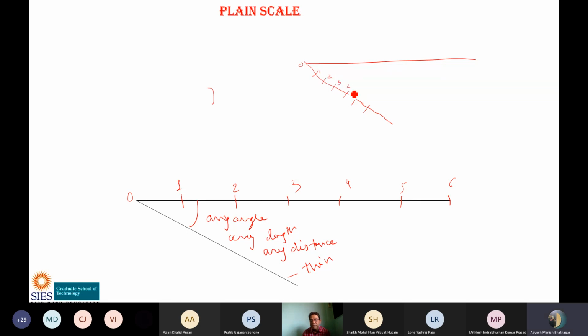Sir, will we take any length, sir? Yes, the length of the line can be anything. No, sir, the length of the arc, sir. Yes, the length of the arc can be any length, but then this length, that is 0 to 1, 1 to 2, 2 to 3, and so on, is fixed. It is not changed.